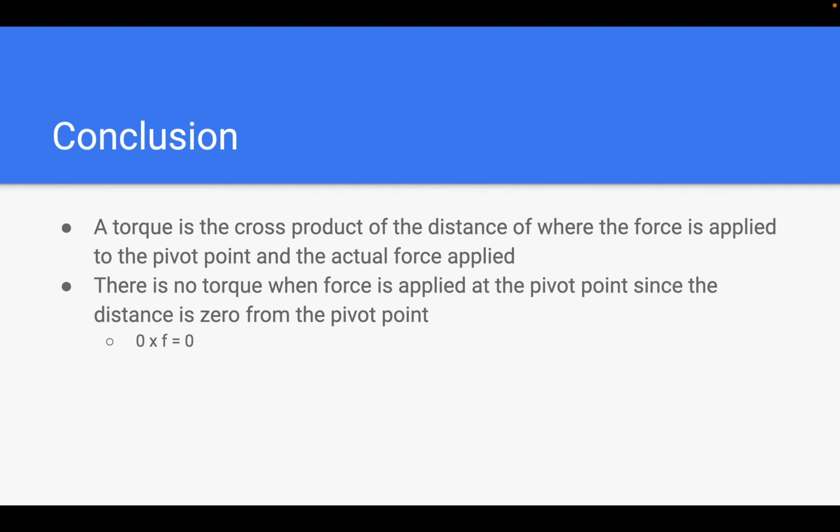So in conclusion, a torque is the cross product of the distance of where the force is applied to the pivot point and the actual force applied. And there is no torque when force is applied at the pivot point, since the distance from the pivot point is 0. As we see here, 0 crossed with F is going to give us 0.